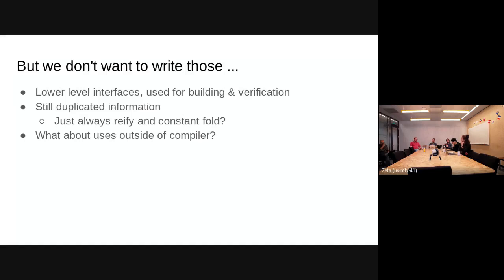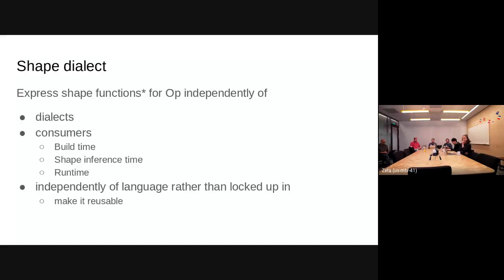But of course, we don't actually want to write those, meaning these are lower level interfaces used for building verification. These are C++ functions that people have to register, but it's still duplicate information. So thinking about the shape op interface, for example, why not just reify and constant fold instead of having a different interface to return the shapes, right? And of course, what about users outside of the compiler? We want these shape functions to actually be usable in different places, one of which is in the compiler and building. And that's what led us to the shape dialect.